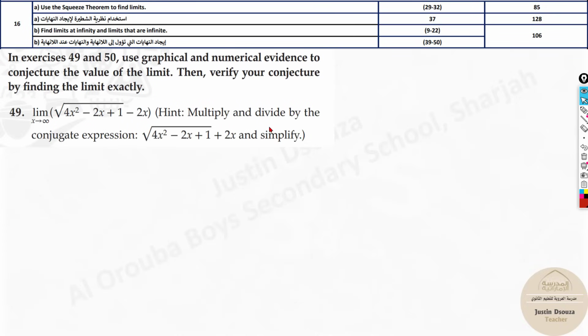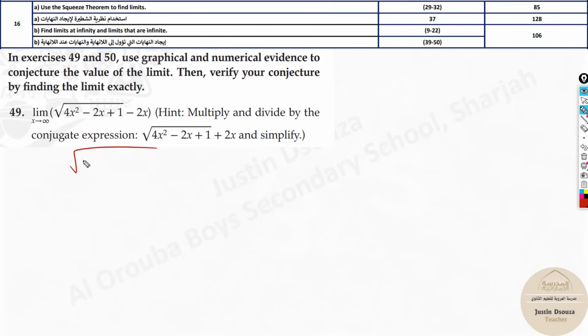Just simple steps. In this problem, we have been given this equation and we have been told to multiply and divide by the conjugate expression and simplify. So basically, a conjugate is something that is of opposite sign. You can see the sign differs over here. The first term and the second term are the same. We have to just multiply and divide and then simplify.